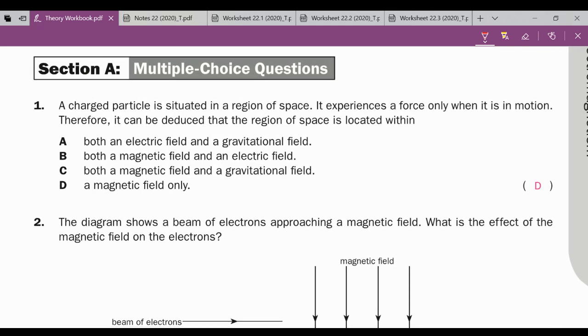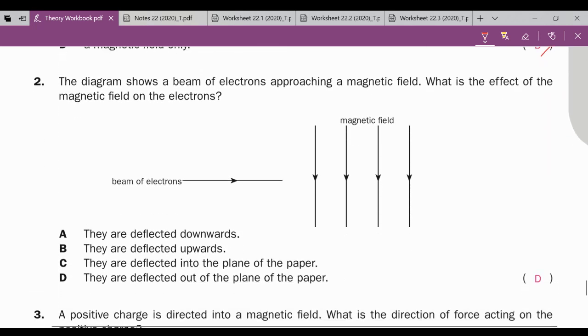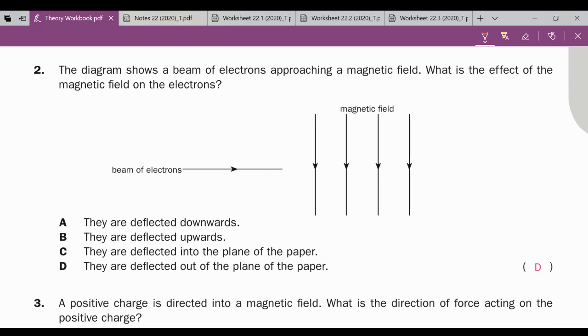A charged particle is situated in a region of space. It experiences a force. So first, there is a charged particle. It experiences a force when it is in motion, only when it's moving. So when your charged particle is moving, this means that there is a current. Therefore, it can be deduced that the region of space is located within a magnetic field. So you want to have a force, you want to have a current, it must be within a magnetic field. Remember, there must be the 3 requirements before a force can come into effect using Fleming's left-hand rule.